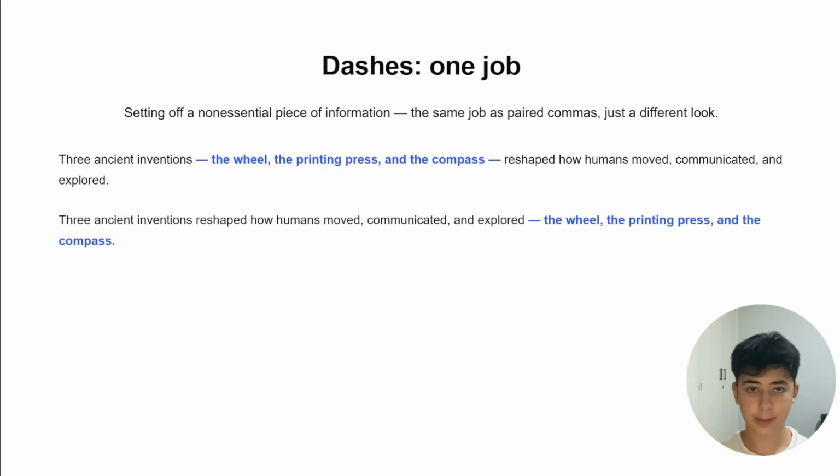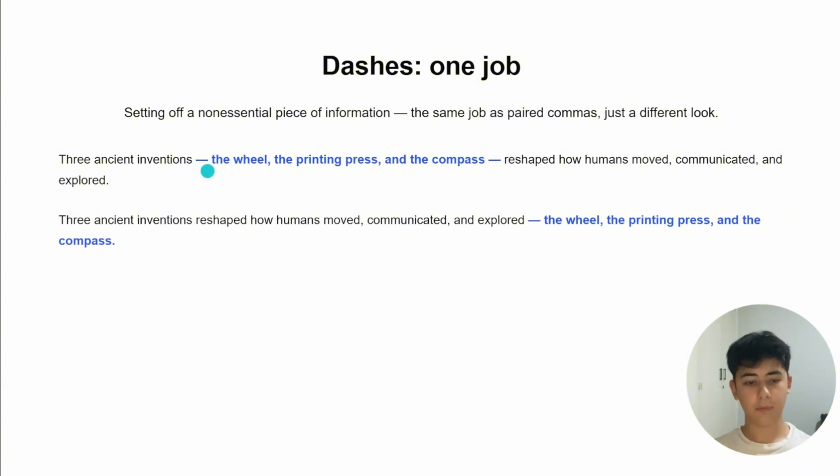Now let's discuss dashes. And they really only have one job, and that's going to be setting off a nonessential piece of information from the rest of the sentence. Functionally, the same job as the parrot comma trick that you've learned at the beginning of the video. Just a different look. It's a dash instead of a comma in this case. So let's look at the first example. Three ancient inventions, the wheel, the printing press, and the compass, reshaped how humans moved, communicated, and explored.